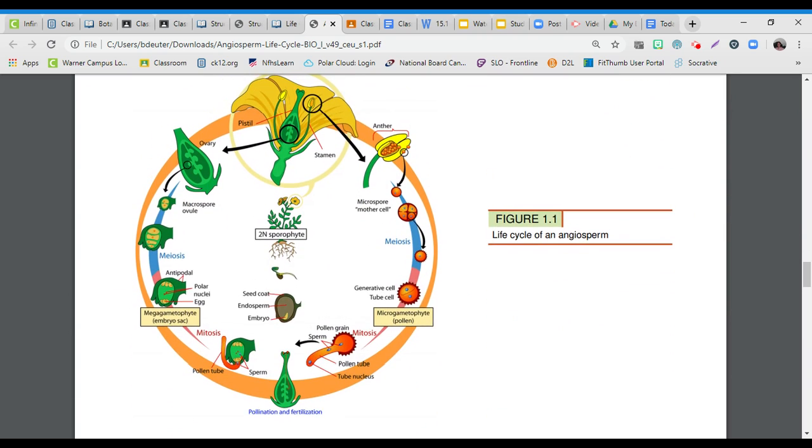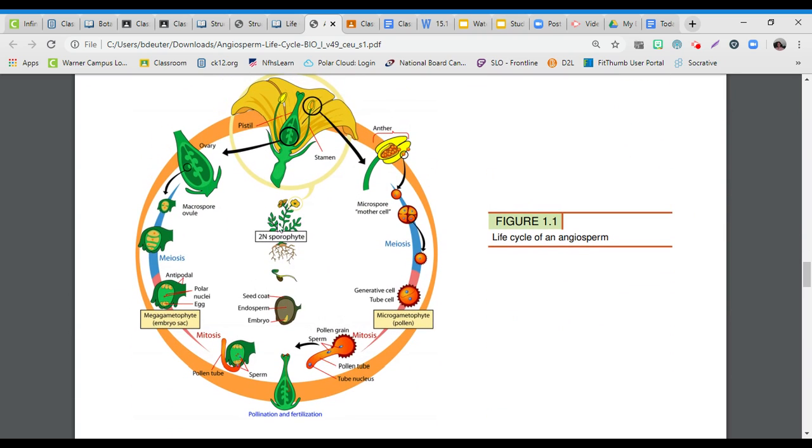So let's look at this picture right here. In this picture, we have a sporophyte phase. A sporophyte is 2N, or what we know as diploid. The sporophyte phase is the adult plant. Here we have our full-grown adult plant. That plant will go through our gametophyte phase.